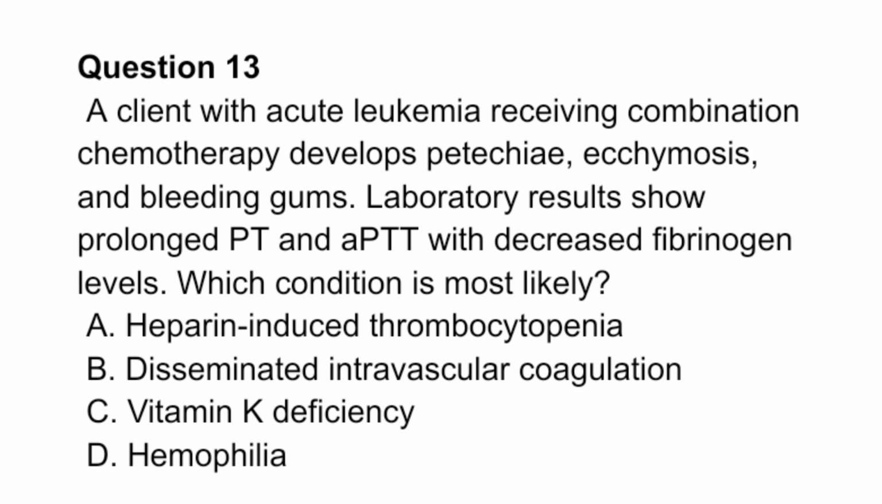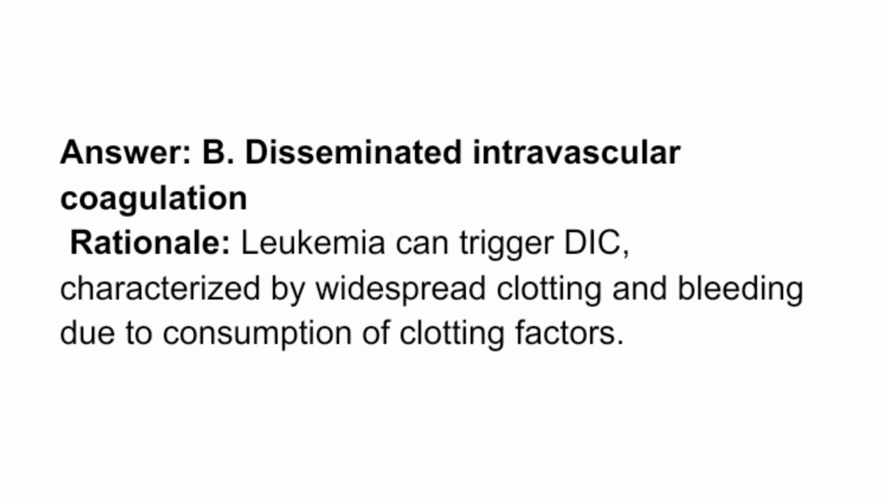A. Heparin-induced thrombocytopenia. B. Disseminated intravascular coagulation. C. Vitamin K deficiency. Or D. Hemophilia. Answer: B. Disseminated intravascular coagulation. Rationale: leukemia can trigger DIC, characterized by widespread clotting and bleeding due to consumption of clotting factors.